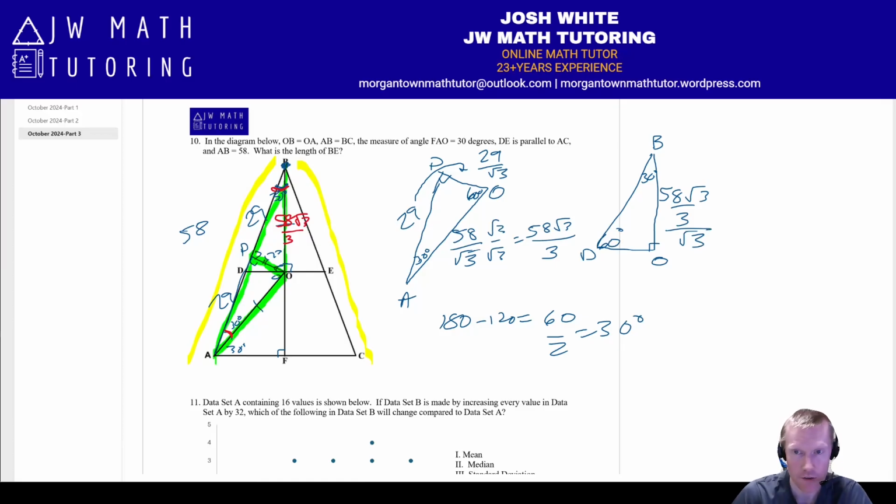What's going to happen is the root 3's are going to cancel, and I'm going to get 58 over 3 for this side, for DO, right here. That's the short leg. To get to the hypotenuse now, I multiply it by 2, 116 over 3.